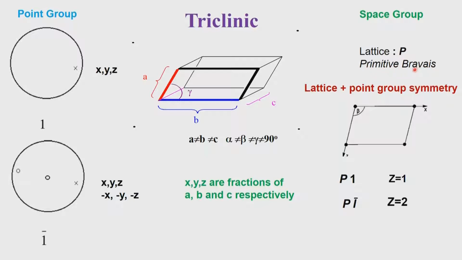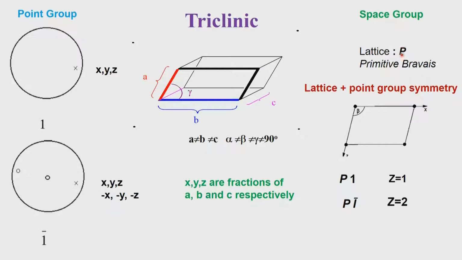We have already seen there are 14 Bravais lattices with 7 crystal systems. So, this is the first case, where we have a triclinic system with a Bravais lattice P.